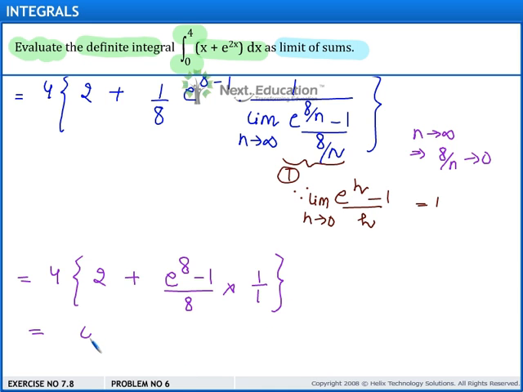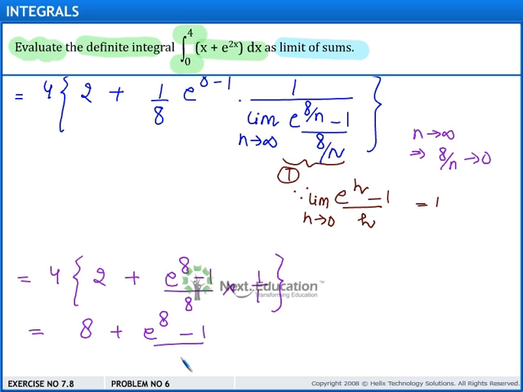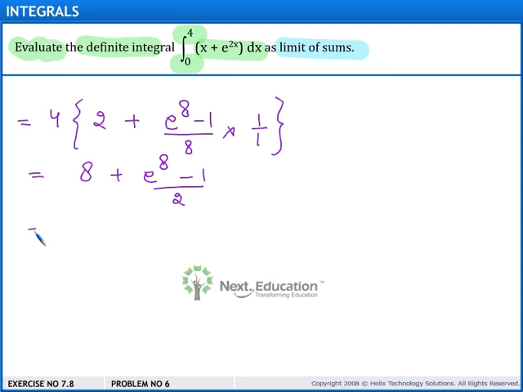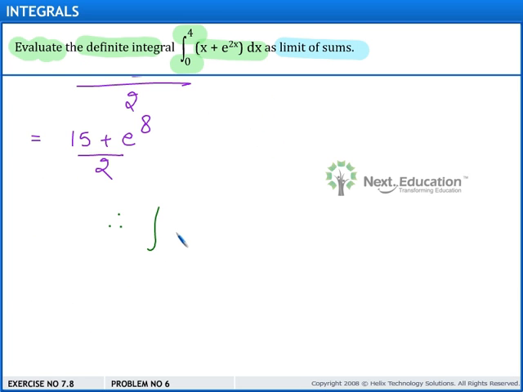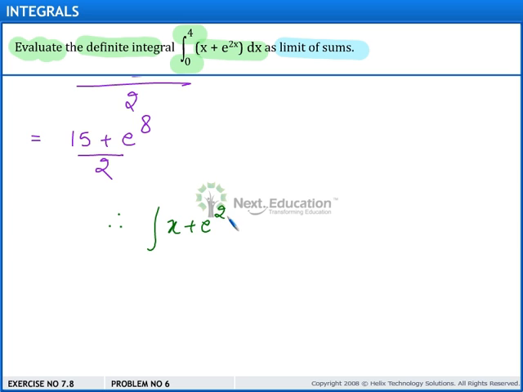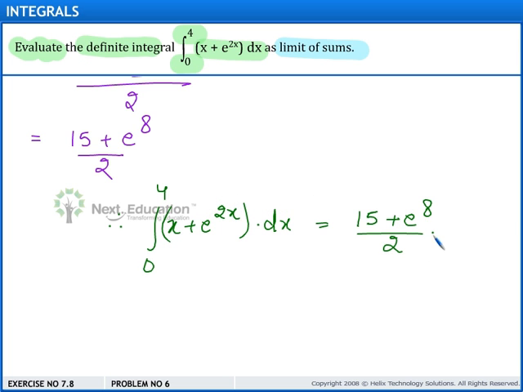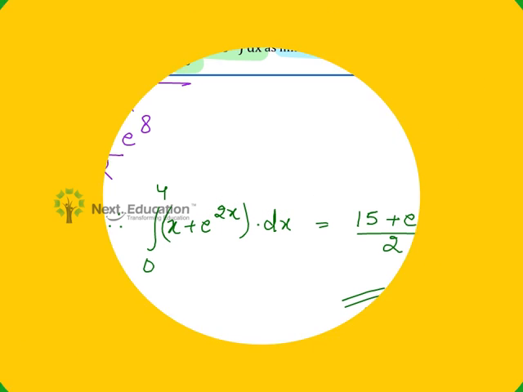This is further equal to 8 plus exponential raised to the power 8 minus 1 upon 2. This is further equal to 16 plus exponential raised to the power 8 minus 1 divided by 2, which gives 15 plus exponential raised to the power 8 upon 2. Therefore, integral of x plus exponential raised to the power 2x into dx from 0 to 4 is equal to 15 plus exponential raised to the power 8 upon 2. This completes the solution.